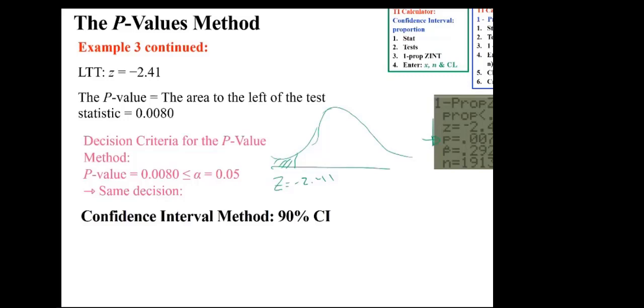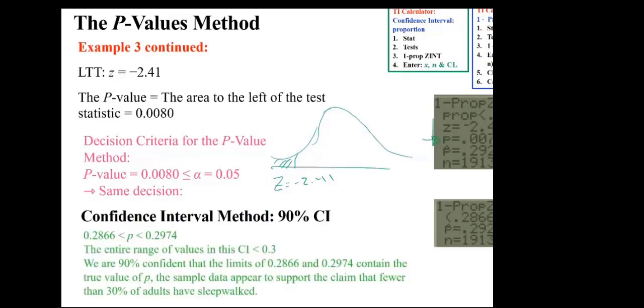Finally, the confidence interval, and again you go through the process and you do confidence interval, and the confidence interval is between 0.2866 and 0.2974. So as you can see, the confidence interval says both numbers are less than 0.3. It doesn't contain 0.3, and both of them are less than. So you really support the less than part, which was H1 in essence. So you reject H0.